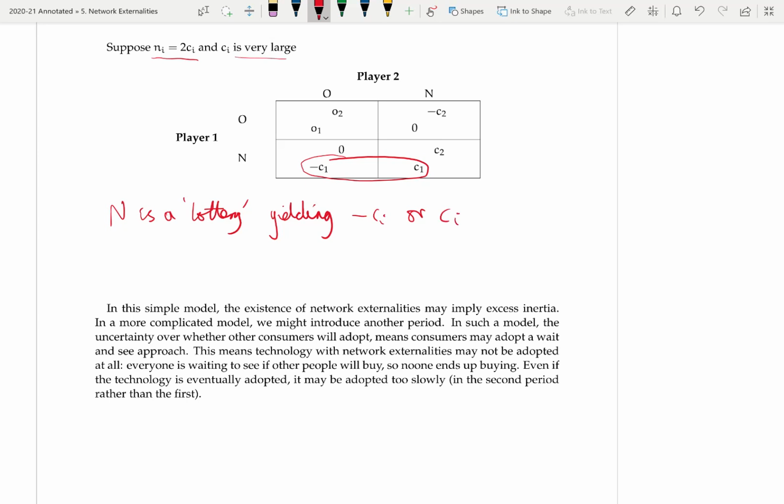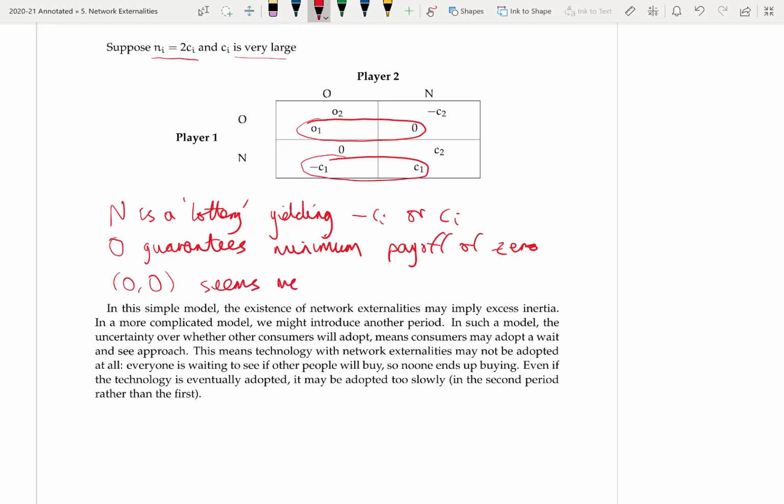Now let's think about what happens if player 1 chooses to stick with the old technology. Then they get either O1 or 0. So sticking with the old technology guarantees a minimum payoff of 0. So if player 1 is choosing between adopting the new technology and possibly getting a large negative payoff, or sticking with the old technology and guaranteeing themselves a minimum payoff of 0, it might be that they choose to stick with the old technology. So it seems that perhaps the equilibrium where they both stick with the old technology is more likely. So although the new technology is better, you choose to stick with the old technology because you're worried that the new technology is not going to be adopted.